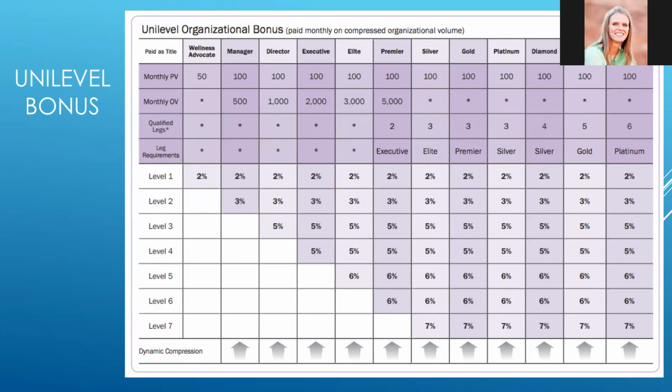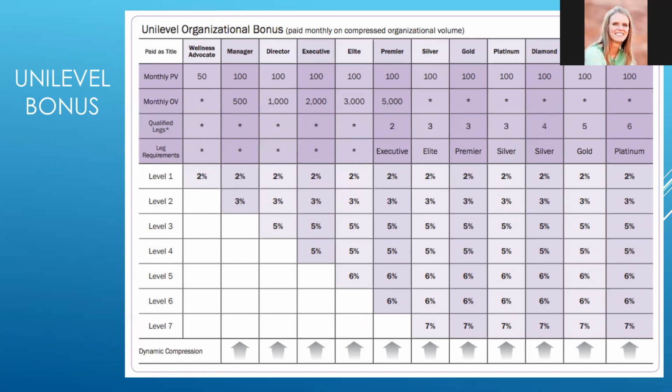So the thing that I love about doTERRA's compensation plan is that with regards to other people's compensation plans, a lot of them do the exact opposite of what doTERRA does. So you'll notice on doTERRA's compensation plan, we get paid 2% on level 1, 3% on level 2, 5% on levels 3 and 4, 6% on levels 5 and 6, and then 7% on level 7. Now in other companies, they will actually flip-flop that, and they will pay you 7% on your level 1 and then have it be in reverse all the way down.